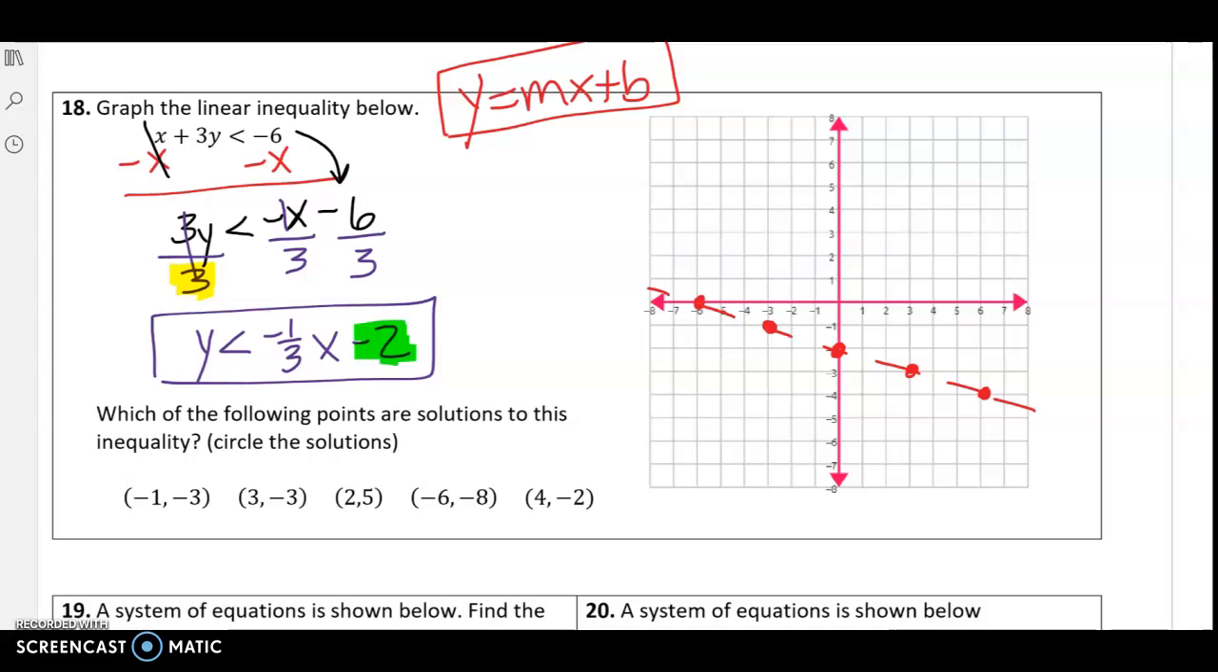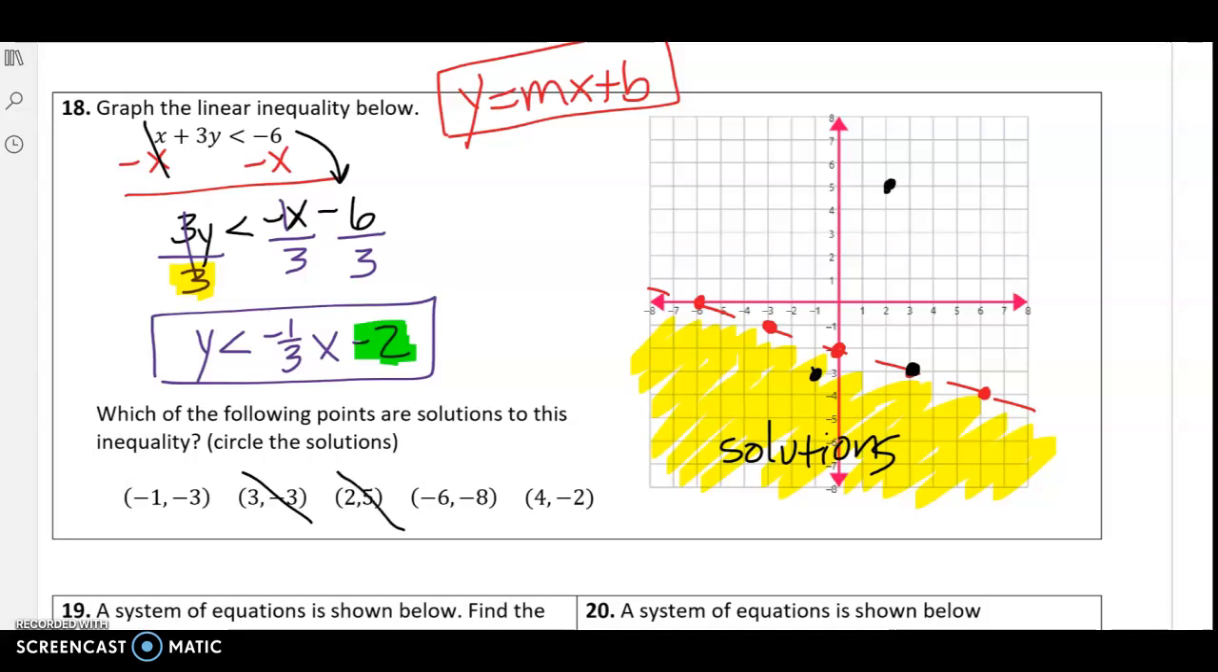And anywhere in the shaded area are solutions. Anything not in the shaded area is not a solution. So plot the points that you see over there. -1, -3 is located right here. That looks like a solution to me. 3, -3 is actually on a dashed line, which means it is not a solution. 2, 5, not a solution.